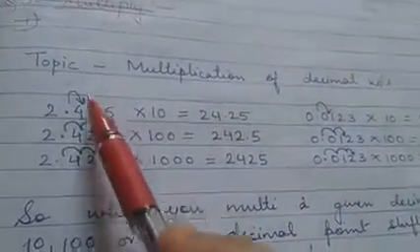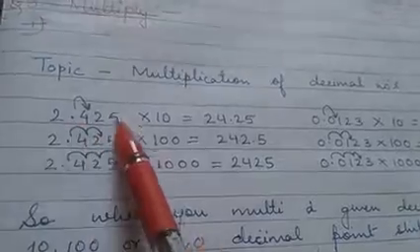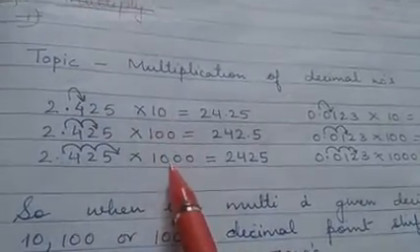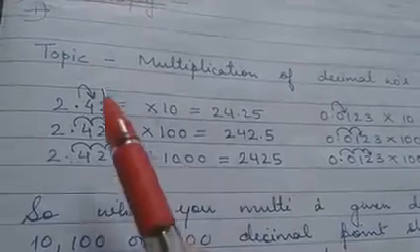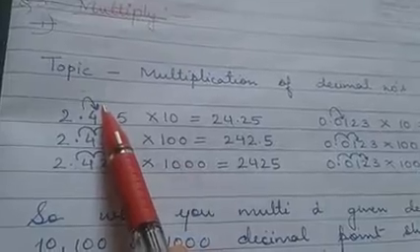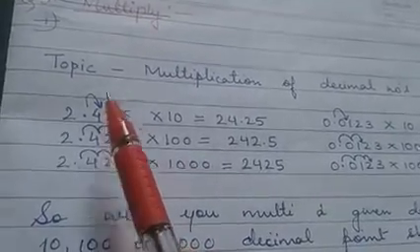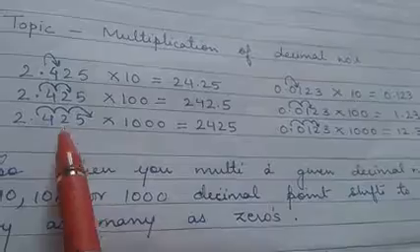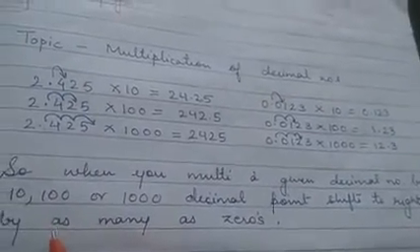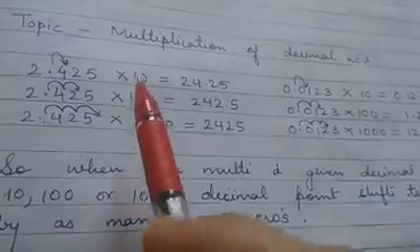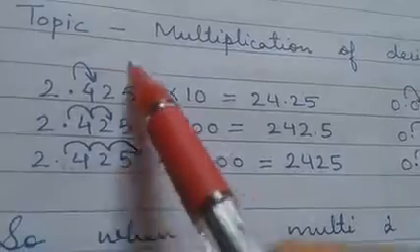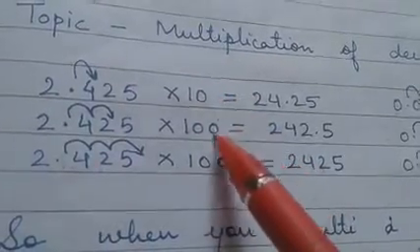Now the basic of it is, if any decimal number is multiplied by either 10, 100 or 1000, the decimal point shifts to the right side, depending on how many zeros there are. Okay, so I've taken an example. See, I have kept the same decimal number and multiplied it by 10, 100 and 1000 to show the difference.